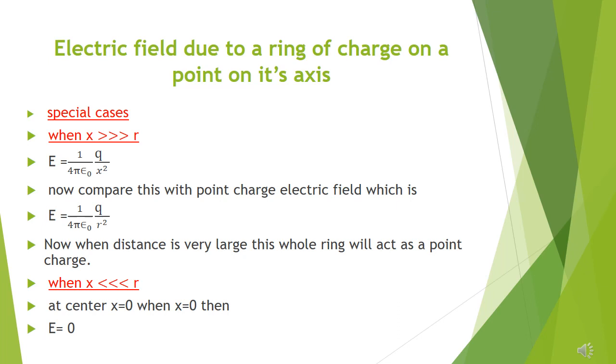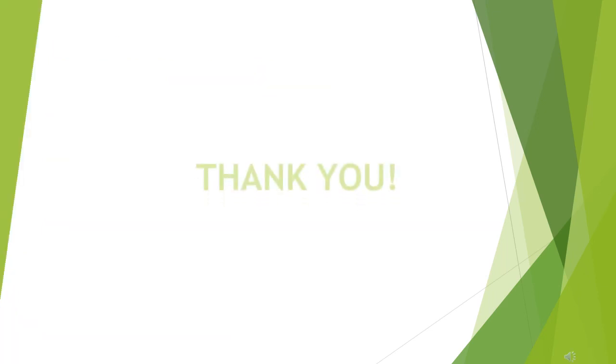The second condition is when the distance is much less than the radius, which is at the center where x equals 0. When x equals 0, the electric field is 0 at the center. So these two are the special cases of the electric field of the ring of charge. Right, so that's all for today. Thank you so much.